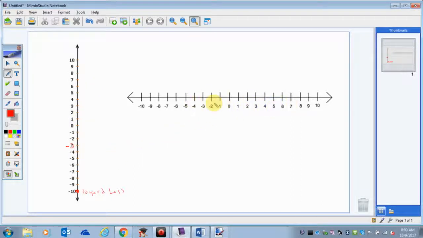On this number line, going right and left, if it's to the right of 0, it's going to be positive. If it's to the left of 0, it's going to be negative. So anytime you're looking at a number line, if something's moving to the left, it's getting smaller. If it's moving to the right, it's getting bigger. Same thing here. If you're going up, it's getting bigger. If you're going down, it's getting smaller.